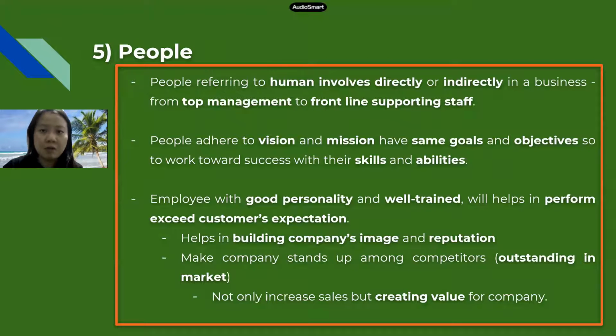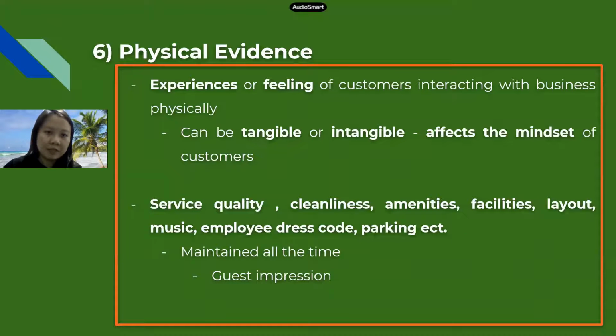People refers to the humans involved directly or indirectly in the business, from top management to frontline support staff. And all these people work based on the company vision and achieve the company goals and objectives through their skills and abilities. Of course, their personality and characteristics matter as well, and they are well trained to deliver good quality products and services to meet customer expectations. And this will help the company build a good image, reputation, stand out in the market, and help create value for the company. Six will be physical evidence.